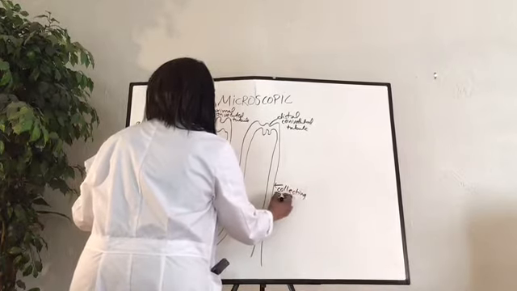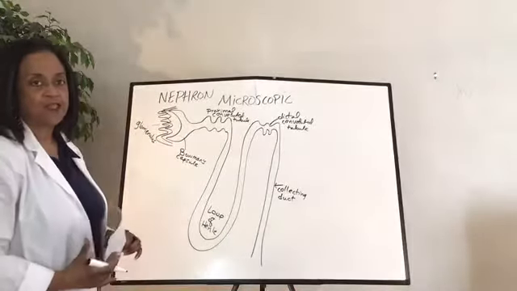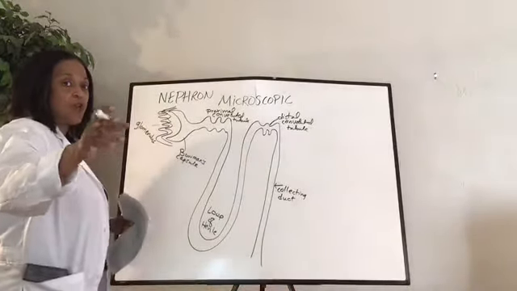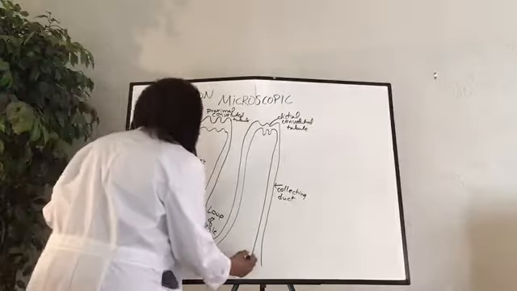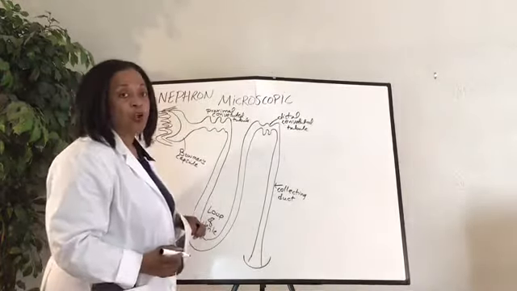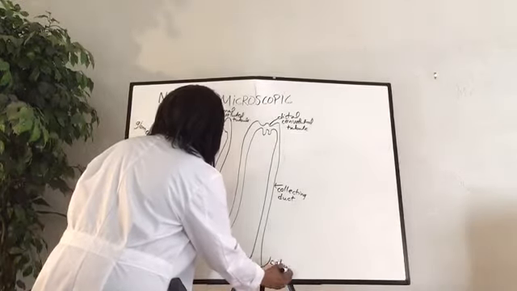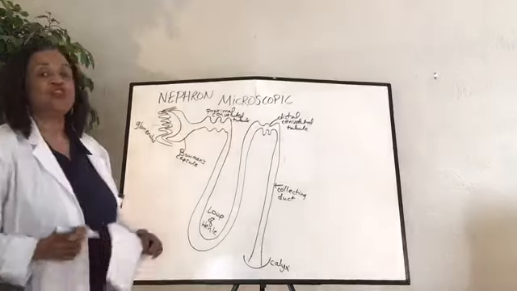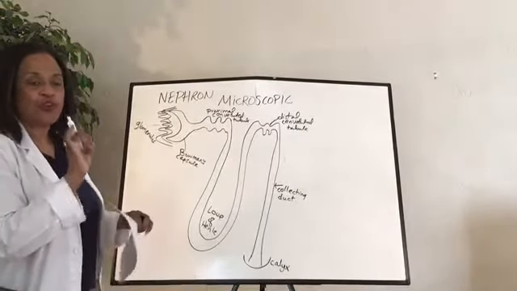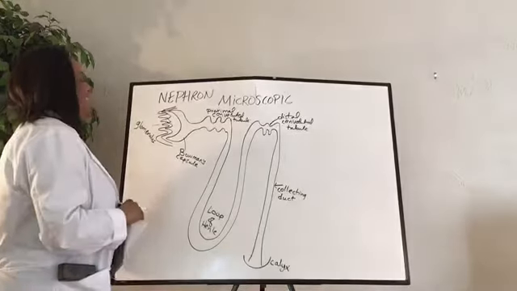Or you could call it collecting tubule or collecting duct. Collecting tubule, collecting duct, correct. Now, the interesting thing I want you to know here is that right here, that little cup we drew before, this is a calyx. And I told you drip by drip.